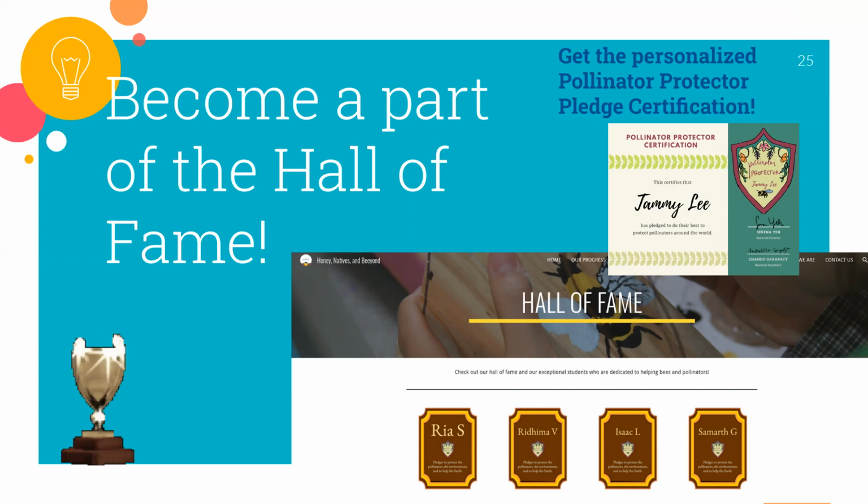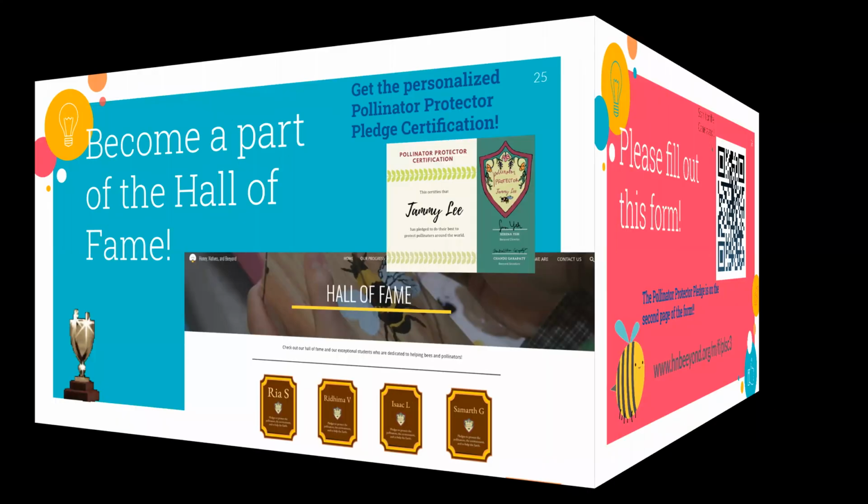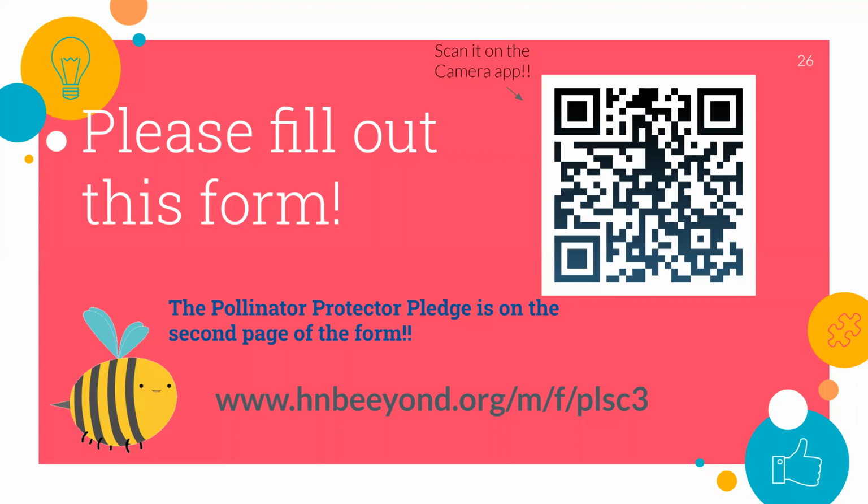Okay, so in order to get these perks and to take the Pollinator Protector Pledge, this is the form that you can take. And on the first page of the form, it will just be like the general questions that you usually see. But on the second page, you have the choice to do the Pollinator Protector Pledge. And you can also use this QR code to access it as well. Next slide, please.